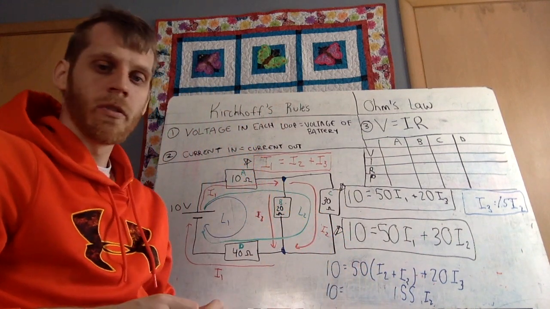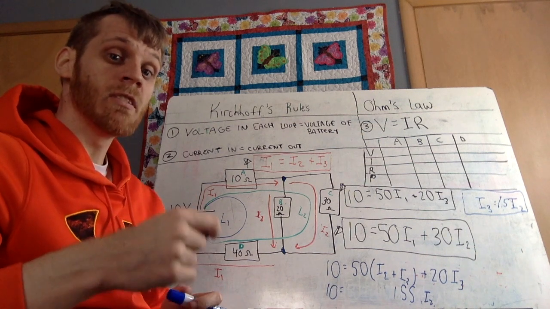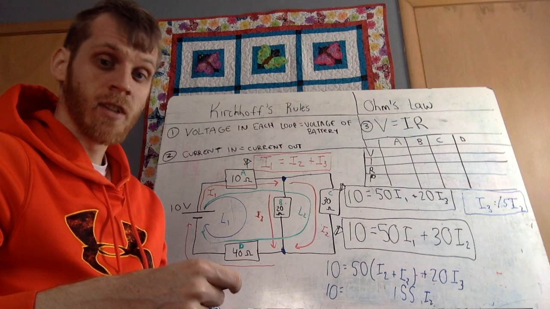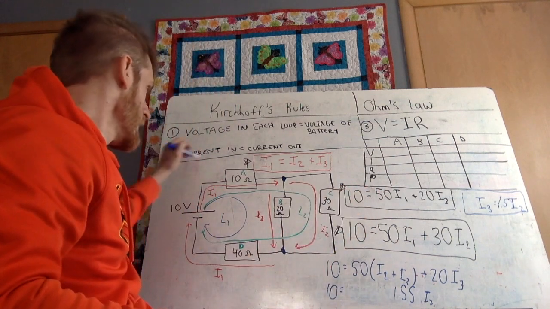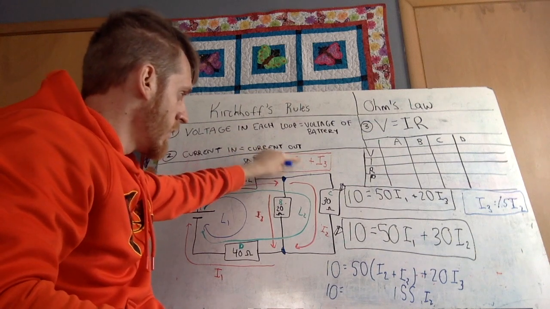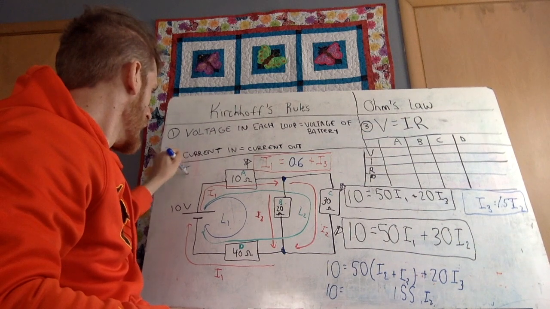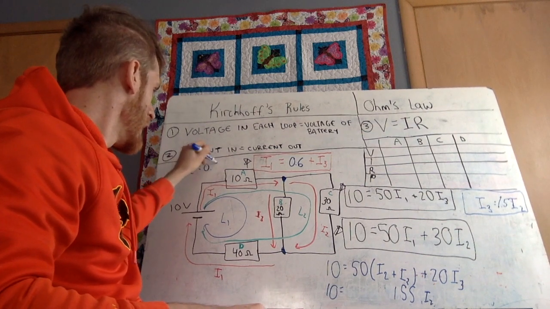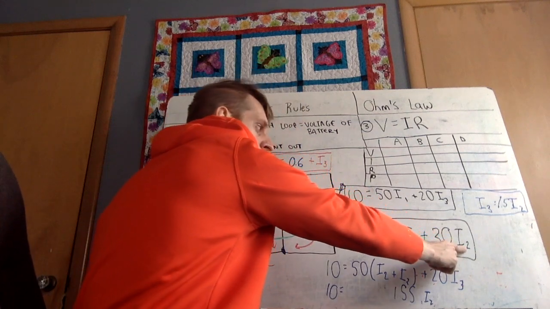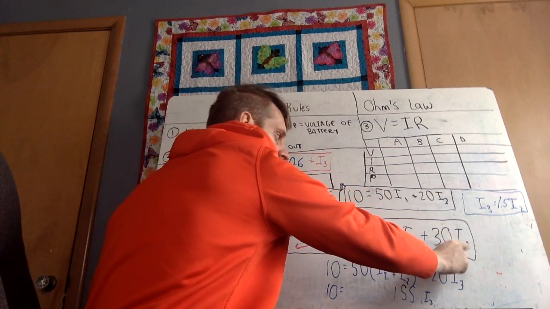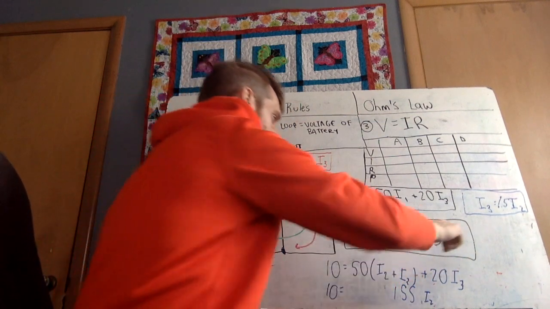155 I2 equals 10. So I2 would equal 10 divided by 155, which is 0.6 amps. So I2 is 0.6 amps. I'll even put a step like I2 is 0.6 amps. So anywhere you see an I2, you can put 0.6. So if this is 0.6, what's 0.6 times 30? 0.6 times 30 is 24.